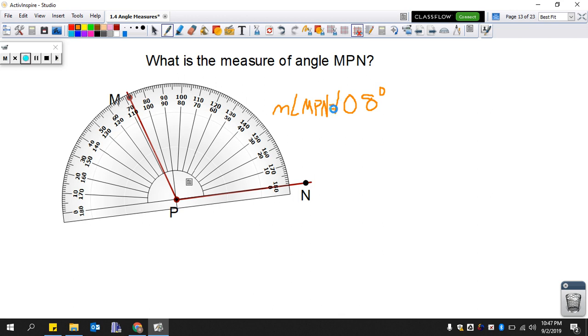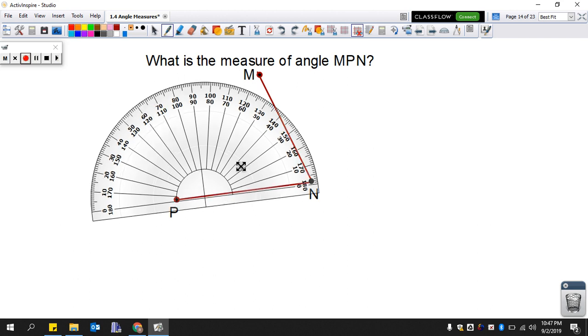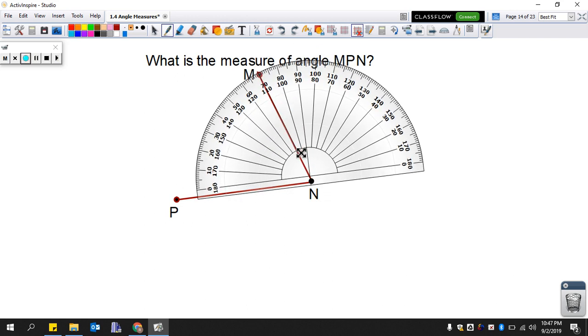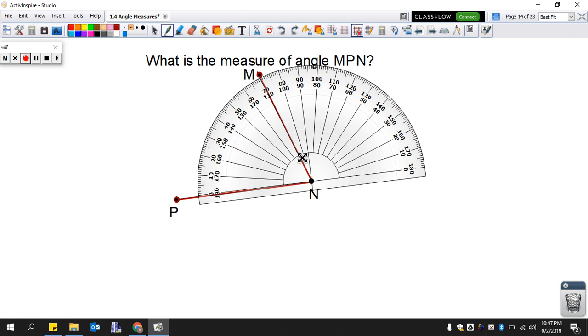The last example I want to show you of measuring with the protractor is that sometimes the angle opens the other direction, but the process is exactly the same. You put the center on the vertex and put the baseline on one side. In this case, the 0 is on the outside, and you follow it around, and you see that it's at 70 degrees.